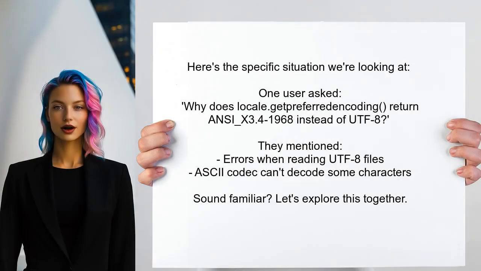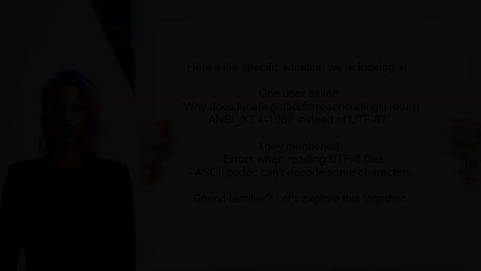Here's the specific situation we're looking at. One user recently asked, why does locale.getpreferredencoding return ANSI_X3.4-1968 instead of UTF-8? They mentioned that when they try to read UTF-8 encoded text files using the open function, they encounter an error saying the ASCII codec can't decode some characters. Sound familiar? Let's explore this together.